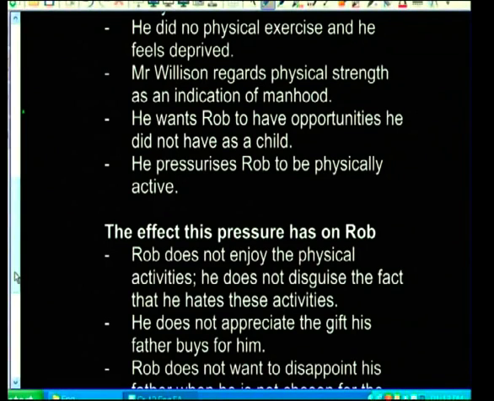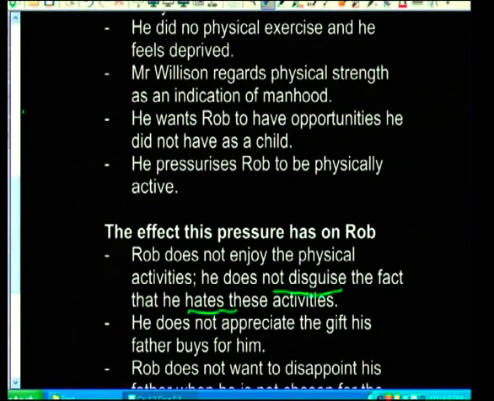Rob does not enjoy the physical activities. He does not disguise the fact that he hates these activities. So it seems like Rob is being forced to do something he does not want to do. Is that right for parents? So these are questions you've got to answer as you go along.